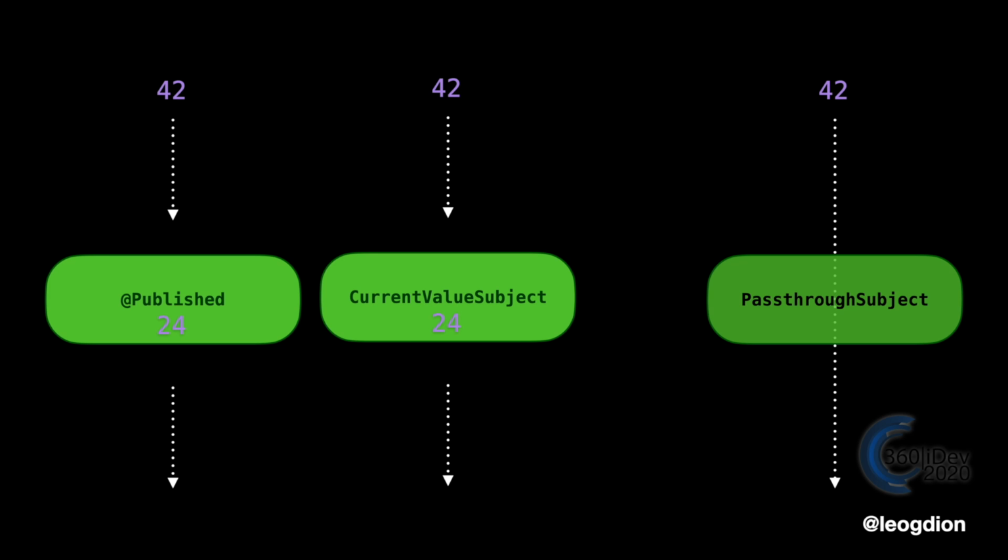Well, in the case of a Published property and a CurrentValueSubject, it actually stores the value as it changes. So for instance, if we were to send the value 42 to a variety of these value publishers, we can see that the Published property and the CurrentValueSubject will actually store the value. However, the PassthroughSubject doesn't. It simply just passes it through to whatever other things are listening to those changes as they happen.